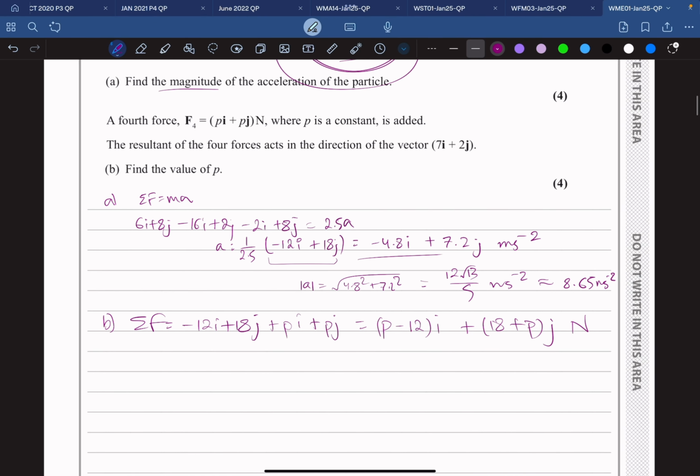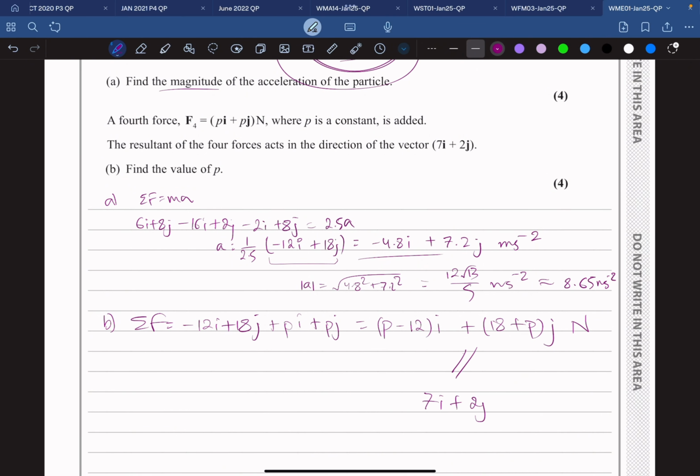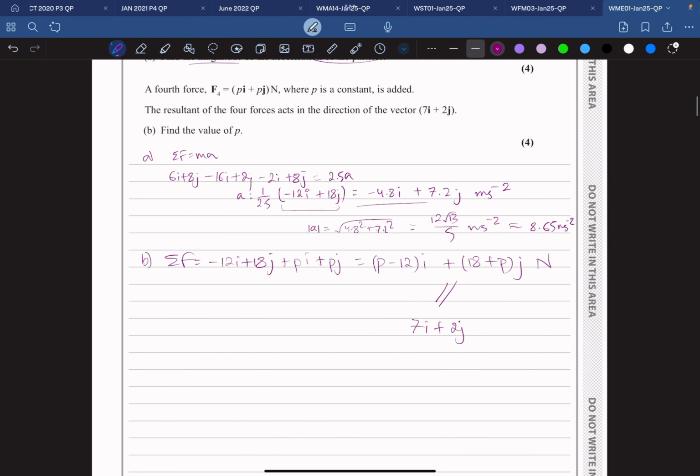And this resultant force acts in a direction that is parallel to the vector 7i plus 2j. Now, when we say that a vector is parallel to another vector, we can't exactly say that they're pointing in the same direction because you could have a force pointing this way and a vector pointing this way. They're still parallel, but in opposite directions. But you know what I mean? They're just along the same line, essentially.